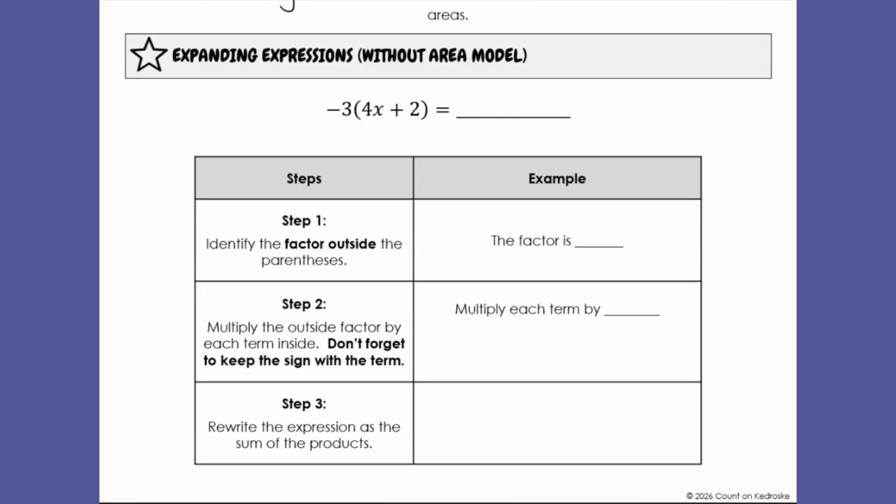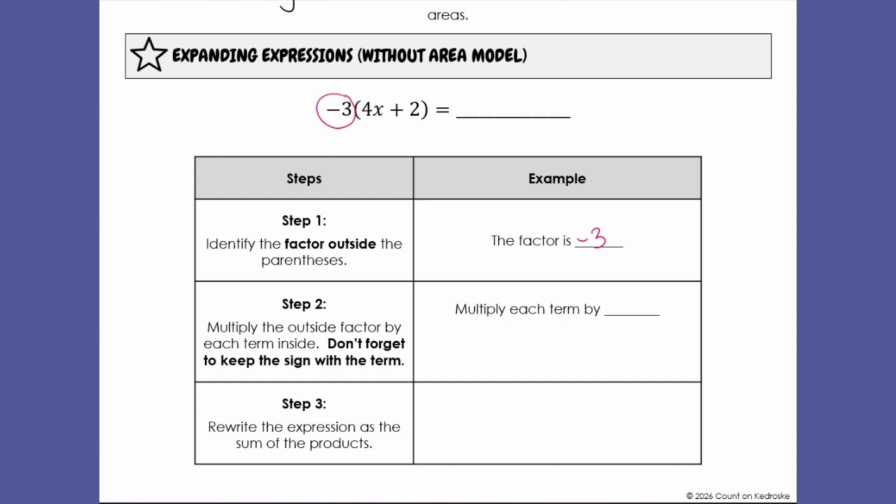So in our example, we have -3 times the quantity 4x plus 2. So now throwing in some negative terms because we definitely are going to see those in our example problems. So we're trying to see what that is equivalent to. We're trying to expand this expression. So step 1 says identify the factor outside the parentheses. So when I look at the factor outside the parentheses, I see a -3. It's important still with this lesson as well as my lessons prior, that you keep the sign with the term.